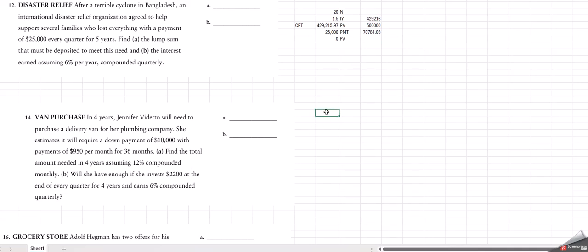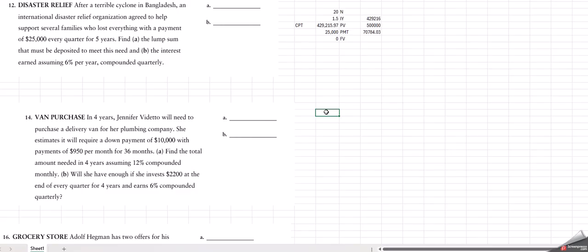Okay, then we come down to the next one. In 4 years, Jennifer Vedetto will need to purchase a delivery van for her plumbing company. She estimates that it will require a down payment of $10,000 with payments of $950 per month for 36 months. Find the total amount needed in 4 years, assuming that 12% is compounded monthly. And then, will she have enough if she invests $2,200 at the end of every quarter for 4 years if she earns 6% compounded quarterly?